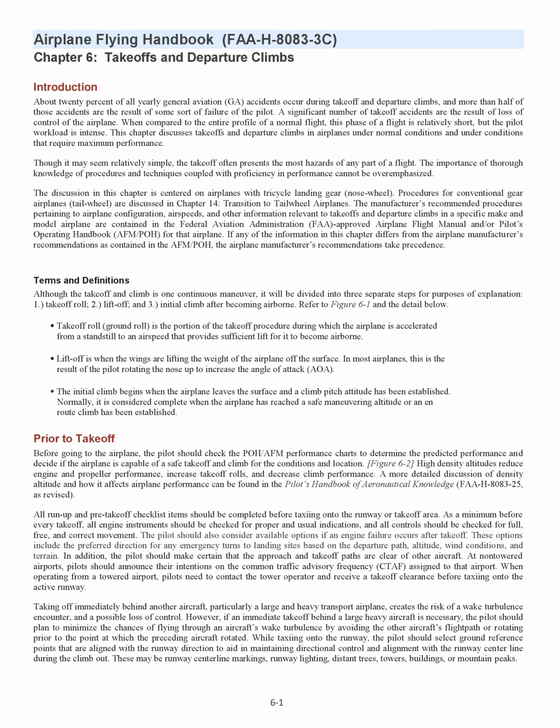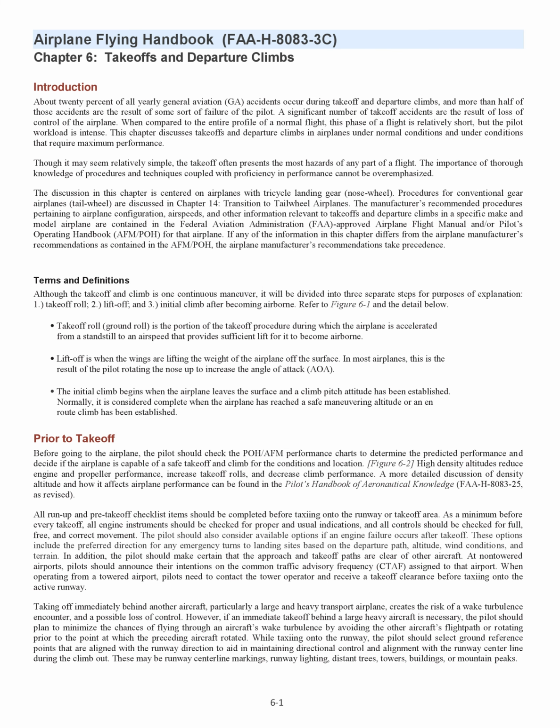The discussion in this chapter is centered on airplanes with tricycle landing gear, nose wheel. Procedures for conventional gear airplanes, tail wheel, are discussed in Chapter 14, Transition to Tailwheel Airplanes. The manufacturer's recommended procedures pertaining to airplane configuration, airspeeds, and other information relevant to takeoffs and departure climbs in a specific make and model airplane are contained in the Federal Aviation Administration (FAA)-approved Airplane Flight Manual and/or Pilot's Operating Handbook (AFM/POH) for that airplane. If any of the information in this chapter differs from the airplane manufacturer's recommendations as contained in the AFM/POH, the airplane manufacturer's recommendations take precedence.